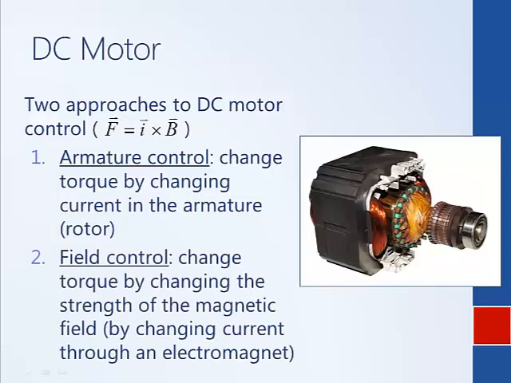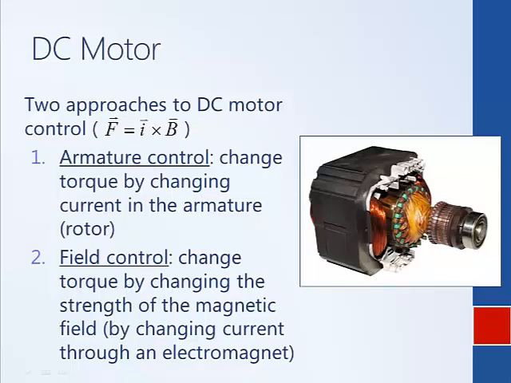The alternative, affecting the magnetic field, is called field control. In order to do that, the magnetic field needs to be generated by an electromagnet. If we had a permanent magnet, you can't change the strength of the magnetic field. So we need an electromagnet, and that's what's shown here. Here's the rotor with its coils, its armature, and these coils represent the magnetic field. By changing the current through this coil, we can affect the strength of the magnetic field.